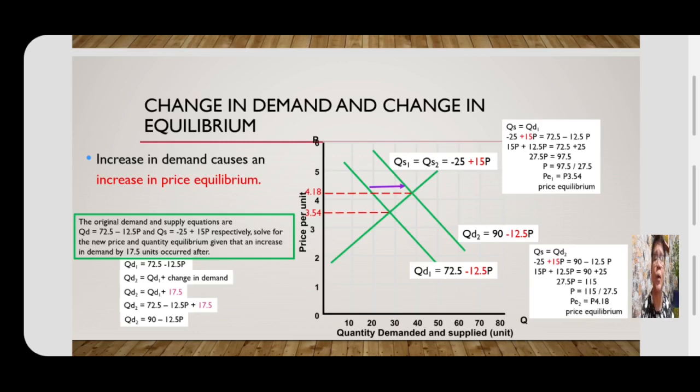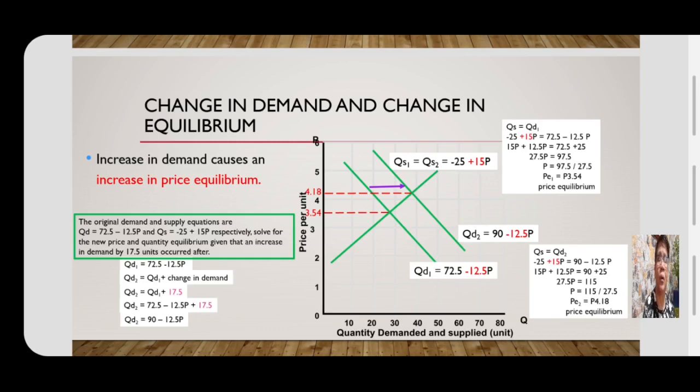So let us consider this problem statement. I will read. The original demand and supply equations are QD equal to 72.5 minus 12.5P and QS is equal to negative 25 plus 15P respectively. Solve for the new price and quantity equilibrium given that an increase in demand by 17.5 units occurred after a period of time. So here, there is a stated increase in demand by 17.5.